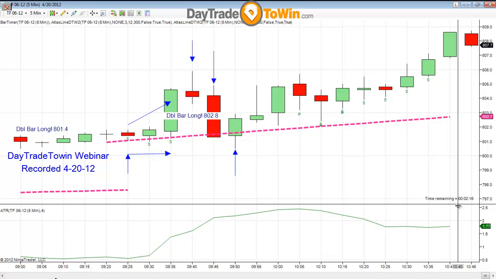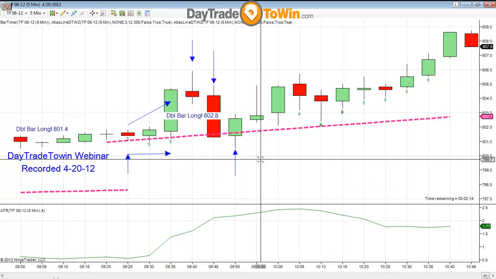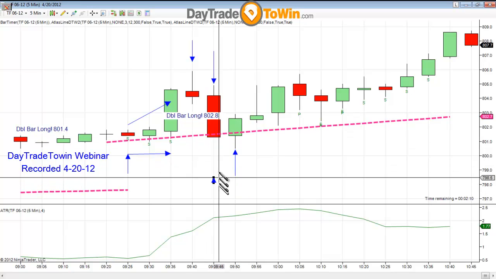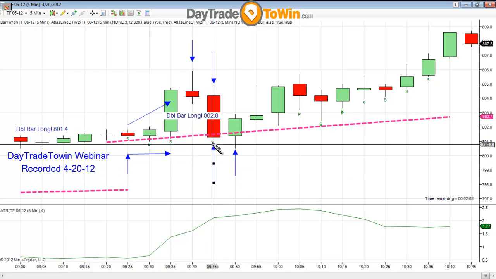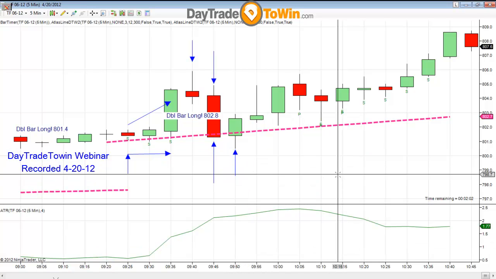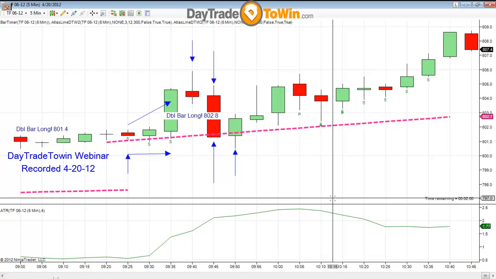Now, this would not be considered a pullback under these conditions, because you see how this candle here closed below the Atlas line, and therefore it resets it. So if we have a candle that closes below the Atlas line, the software resets itself.